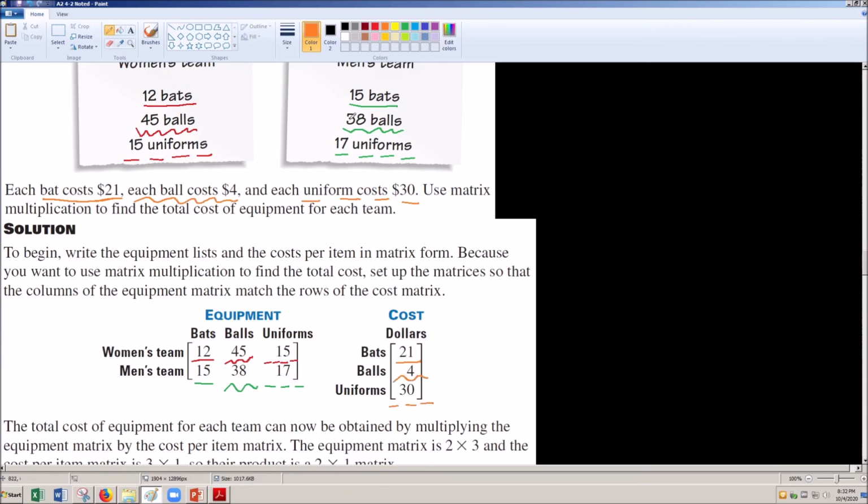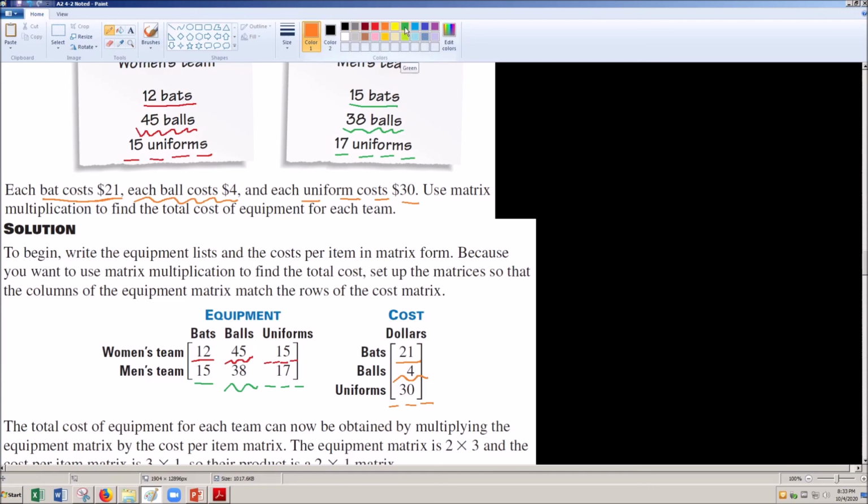So when we're setting this matrix multiplication up, you could orient it the other way as well. If you wanted to use bats, balls, and uniforms for your rows, and men's and women's for columns, you can do that. And then for dollar amount, it would just be dollar on your rows, and bats, balls, and uniforms for your columns. Either way is totally fine. They just need to match up.